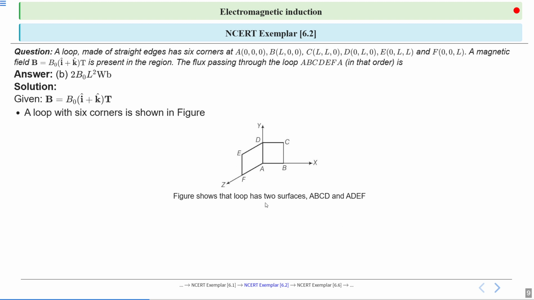The figure showing the loop has two surfaces. If we divide the surface of the loop into two parts, one part is A, B, C, D and the second part is A, D, E, F. There are two parts of the loop, so the area vectors for these two surfaces will also be different.